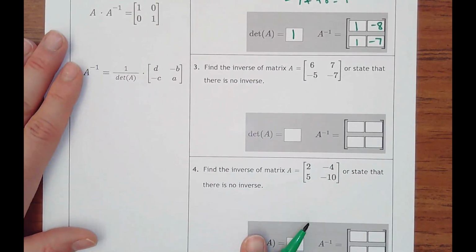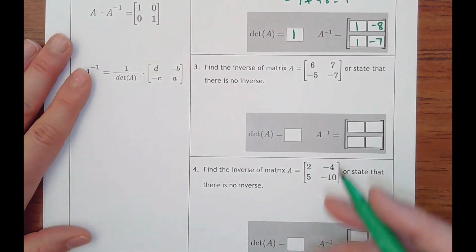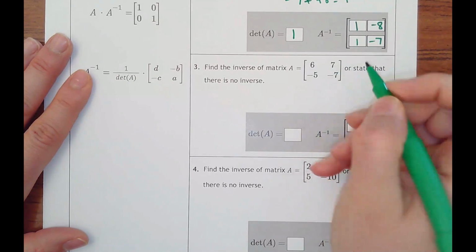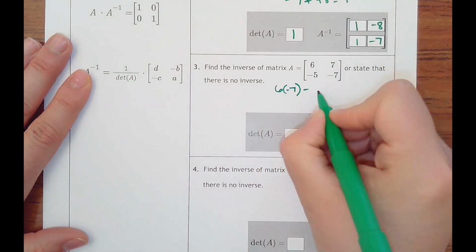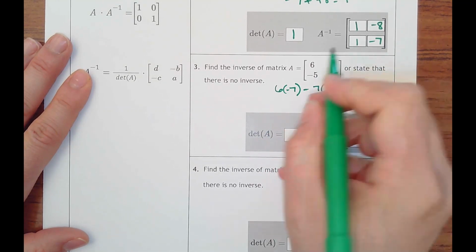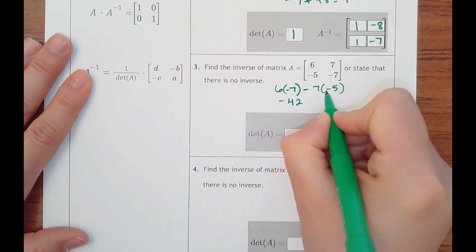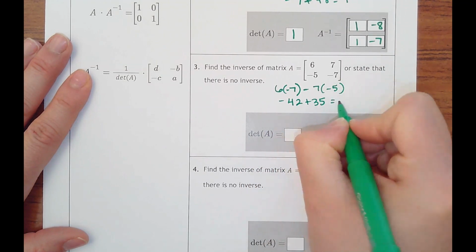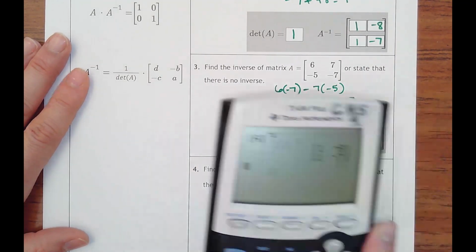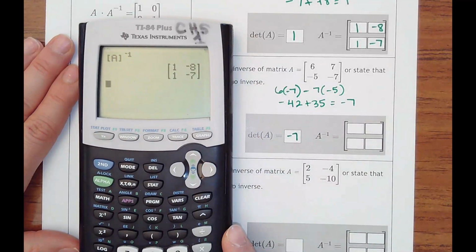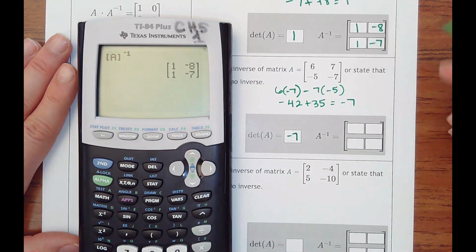All right, let's try number 3. Let's find the determinant real quick. 6 times -7 minus 7 times -5. That's -42 plus 35, which is -7. Okay, go ahead and put this new matrix in and find the inverse.